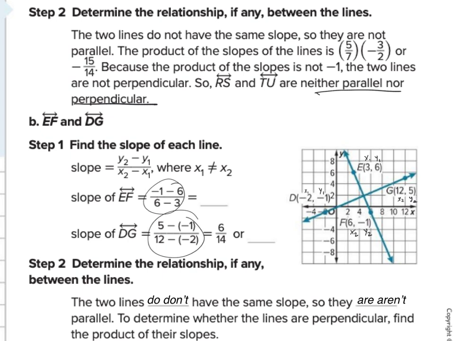So when you simplify, we have -1 minus 6 is going to be a -7 over 6 minus 3, which is going to be 3. And then you simplify the top, we have 6 over 14. Now, if you have difficulty simplifying fractions, you can see here that they're not the same, right? They're not the same because they're opposite signs.